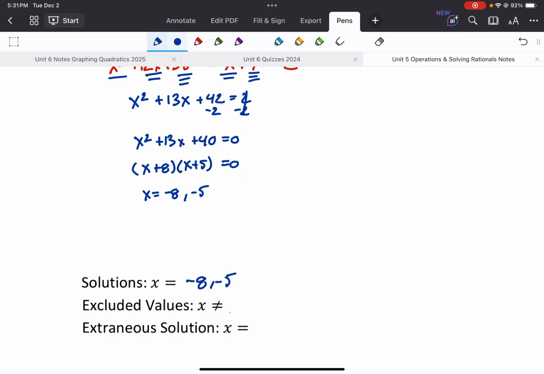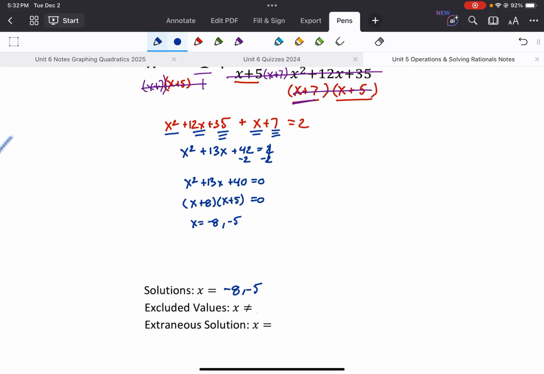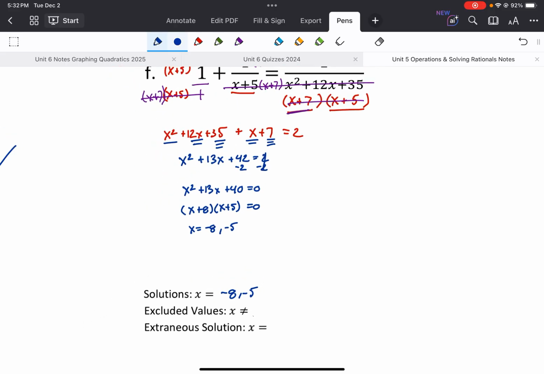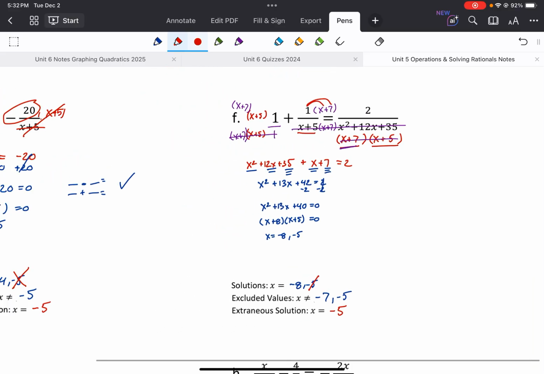Okay, word of advice: before you push enter on the online homework, write down your excluded values, because it might tell you that something's wrong if one of those numbers is an excluded value. So let's look and see. x cannot be -7 or -5. Again, that just comes from our factors. What would make those 0? So if you look at that, it looks like x equals -5 is not a solution. It is an extraneous solution. Okay, so hopefully that's kind of making sense.